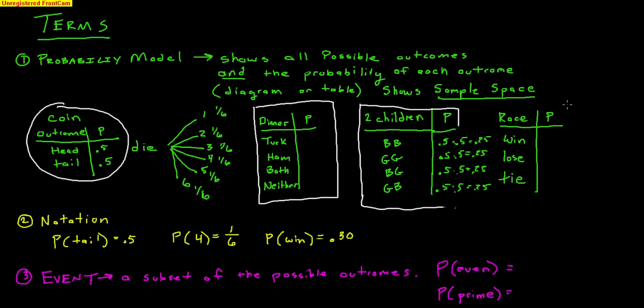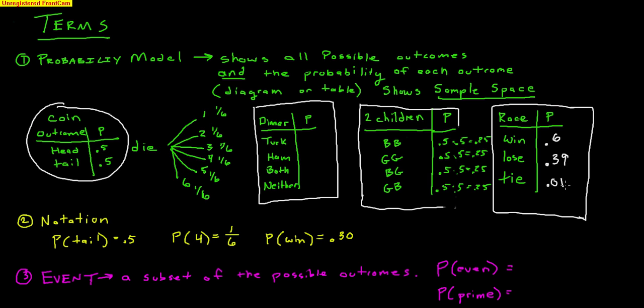Okay, and then I came up with another example here. Let's just say that you are running a race, and when you run that race, you could win, you could lose, or you could technically come into a complete tie. So maybe you're pretty good at running, so you think there's a 60% chance that you win, there's a 39% chance you lose, and there is that rare 1% chance that you come into a tie. Now, those are probability models. Again, every option is listed and the associated probability.